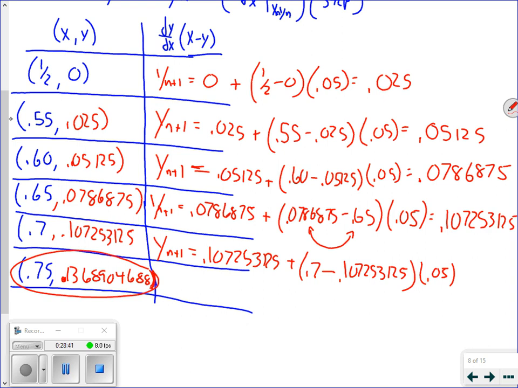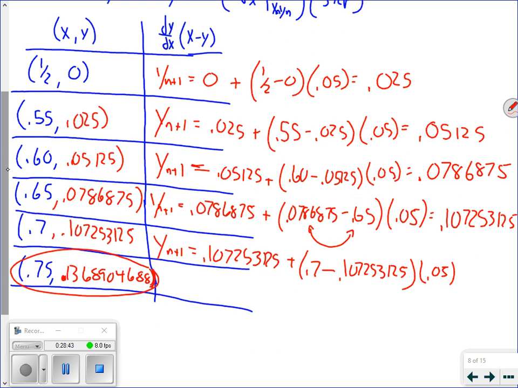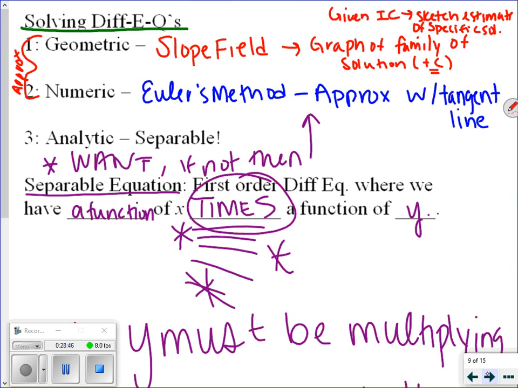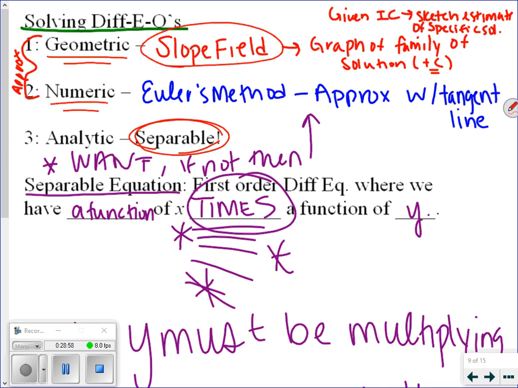Okay? All right, well, we finished a lot today. Tomorrow, I hope to review the video and then actually go over the final method, separable equations. Okay? We know how to do it geometrically and numerically. Geometrically, we use slope fields. Numerically, we do Euler's method. And analytically, we're able to solve separable equations. So my goal is to get to that point tomorrow.